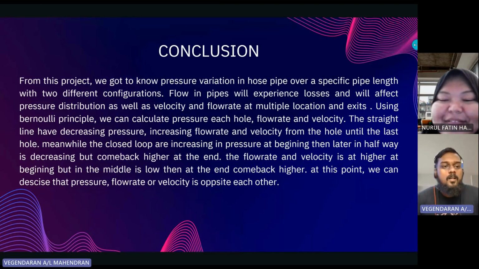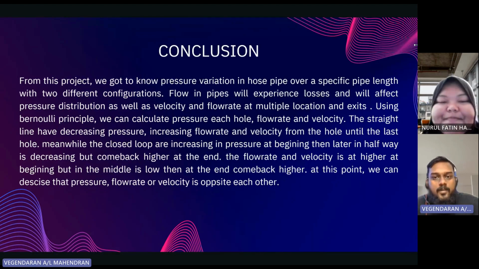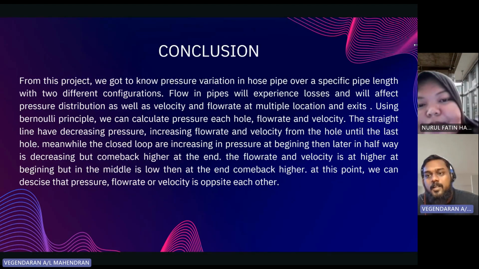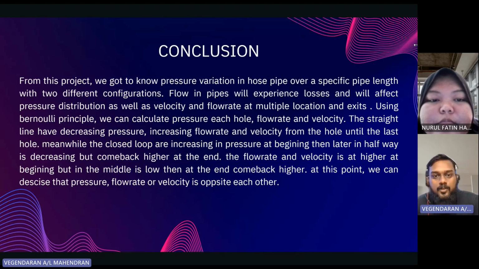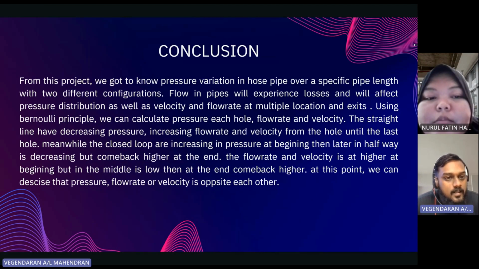So here's the conclusion. From this project, we got to know the pressure variation in a hose pipe over a specific pipe length with two different configurations. Flow in pipes will experience losses and will affect pressure distribution as well as velocity and flow rate at multiple locations and exits. Using Bernoulli's principle, we can calculate the pressure at each hole, flow rate and velocity.